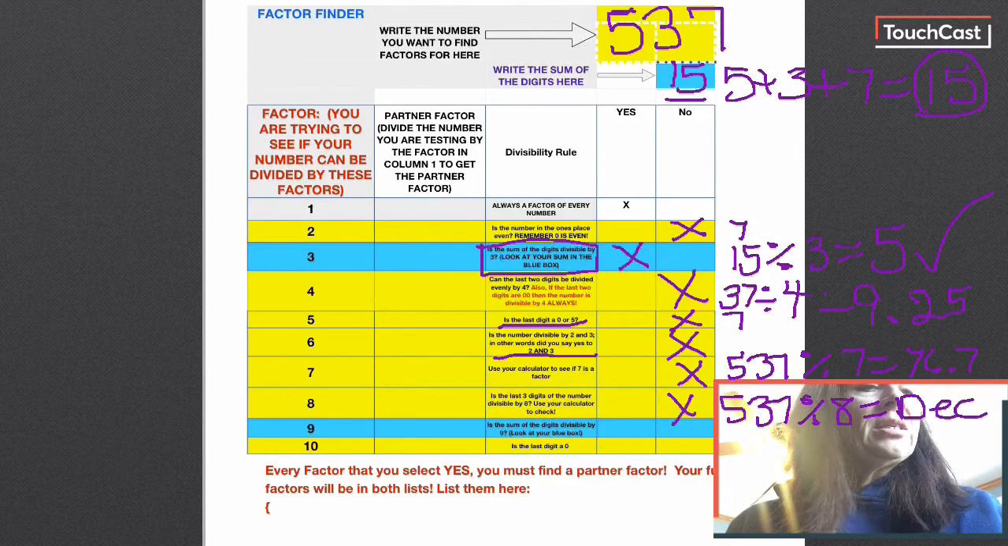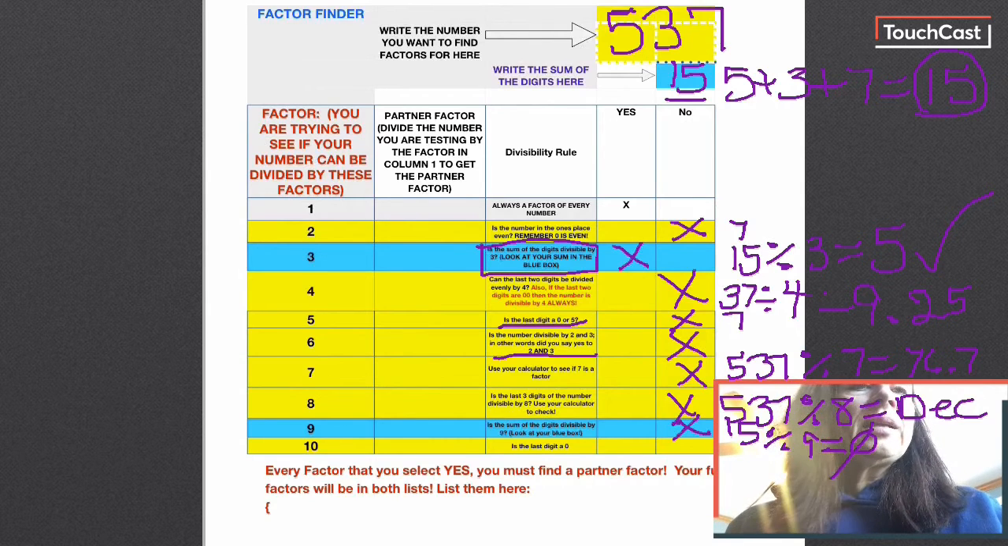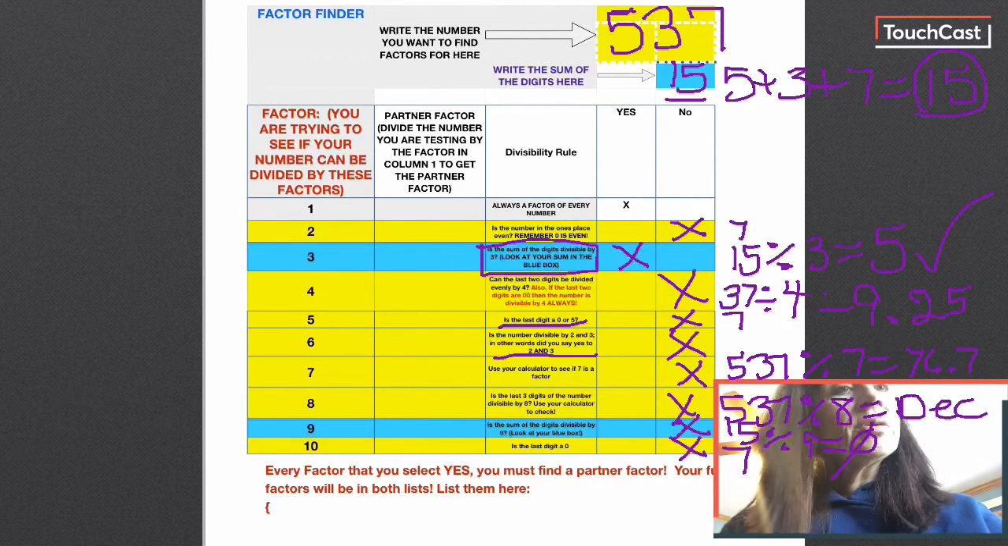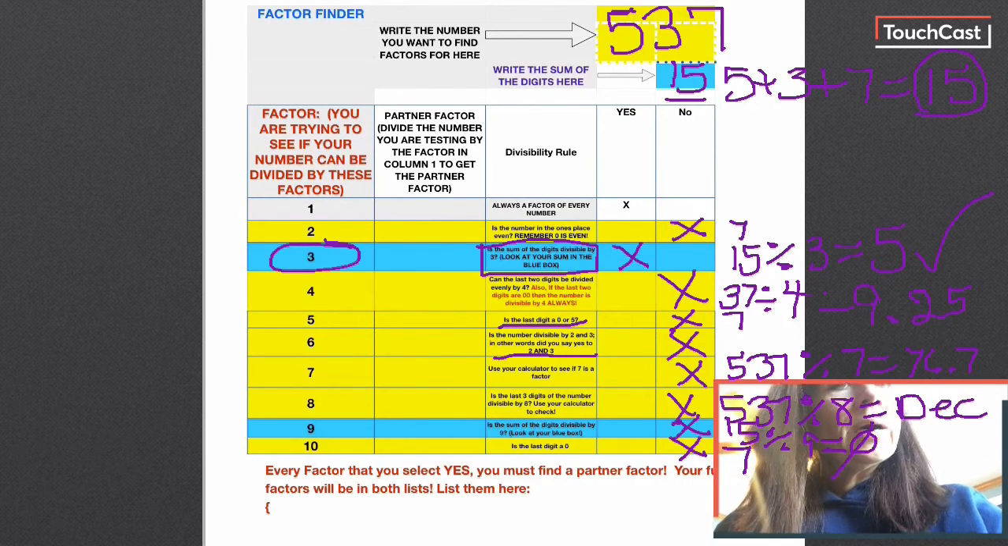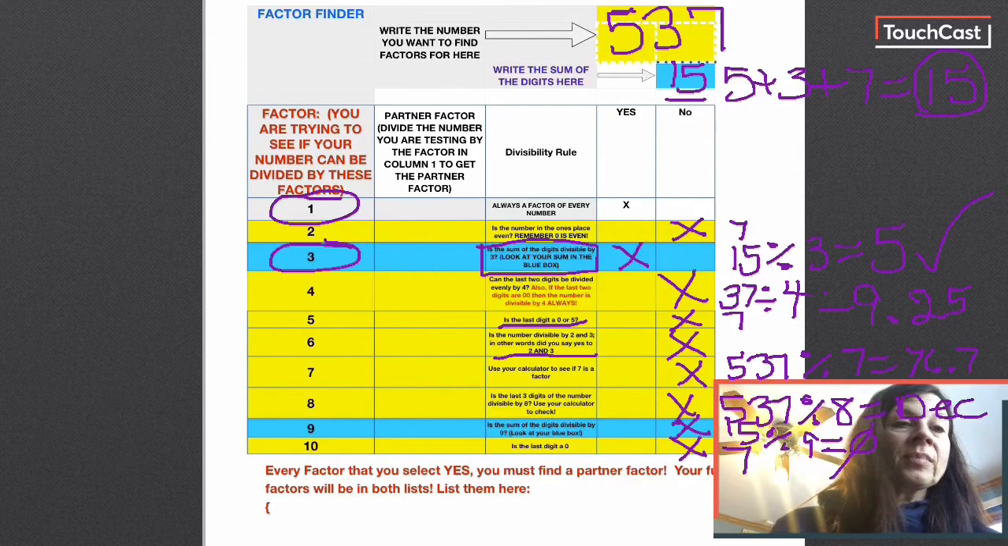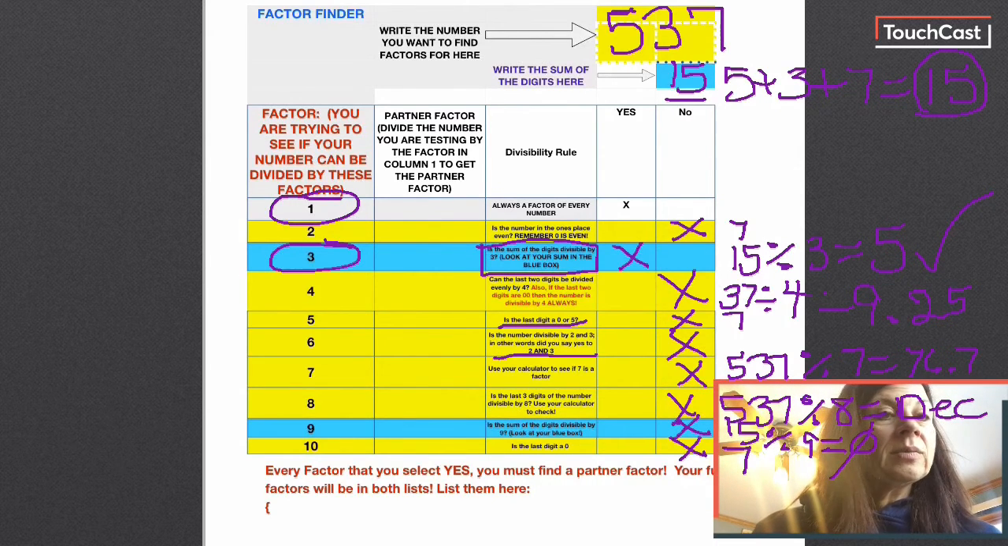Sum of the digits divisible by 9. Look at the blue box again. Is 15 divisible by 9? No. So we say no. And is the last digit a 0? The last digit is a 7, so no. So this crazy number is only divisible by 1 and 3. That's it. Okay, I hope you got all those right as well.